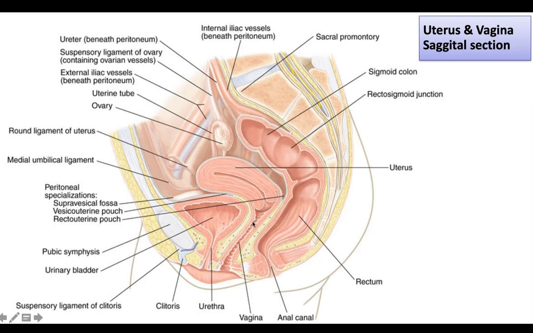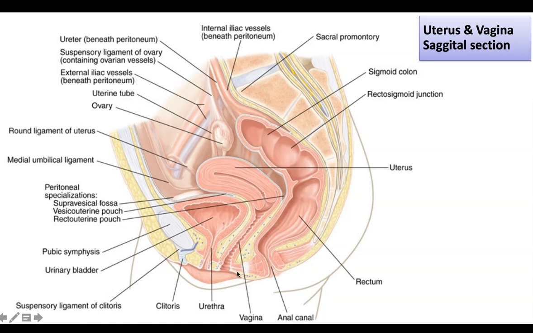The vagina is the birth canal. It lies behind the urinary bladder, in between the urinary bladder and the rectum. The vaginal orifice, you know, is within the vestibule of the vagina. The vestibule of the vagina is the space in between the two labia minora.